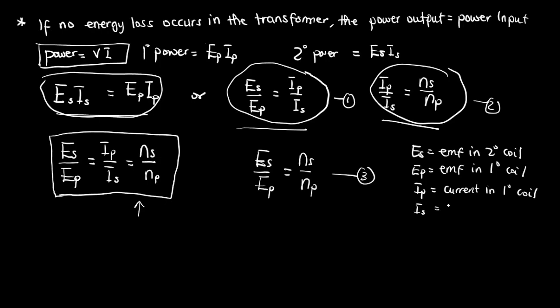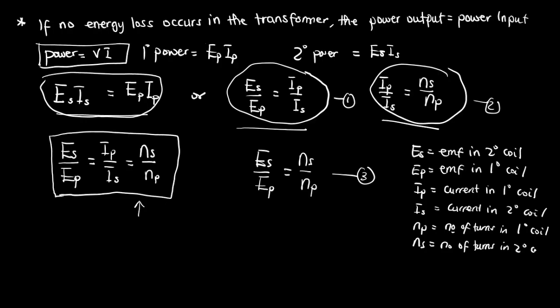IS obviously is the current in the secondary core. NP is the number of turns in the primary core, and then NS is the number of turns in the secondary core. Very good, right? So this is the expression that we'll be using.